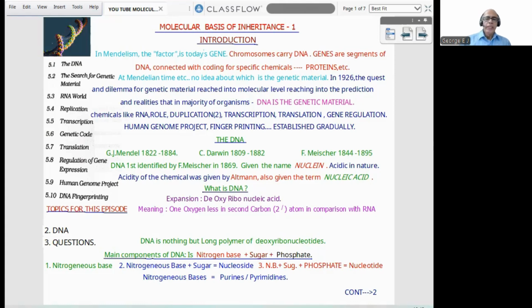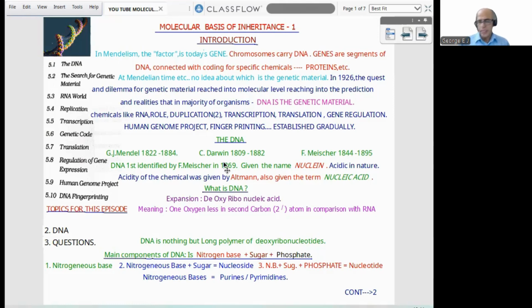Now DNA. When we discuss DNA, three scientists' names we at least remember. One is G.J. Mendel, 1822 to 1884. Charles Darwin, 1809 to 1882. And Friedrich Miescher, 1844 to 1895. So they were almost contemporary. DNA was first identified by Friedrich Miescher in 1869, who gave the term nuclein. It was acidic in nature. The acidity of this chemical was originally shown by Altman, and he also proposed the term nucleic acid instead of nuclein.